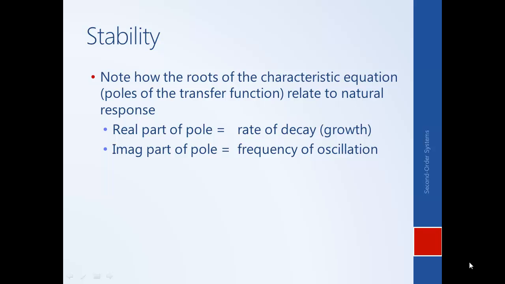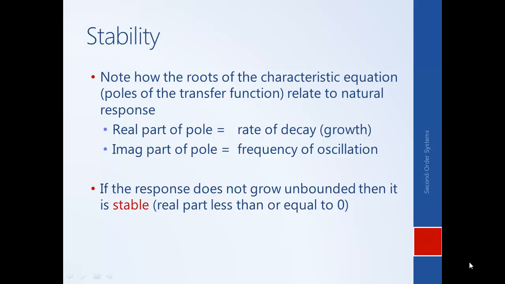In essence, we need that the real part of the pole be less than or equal to 0, because if it's greater than 0, then we have exponential growth. If the real part is less than 0, then we have an exponential with a negative exponent, and we get exponential decay.